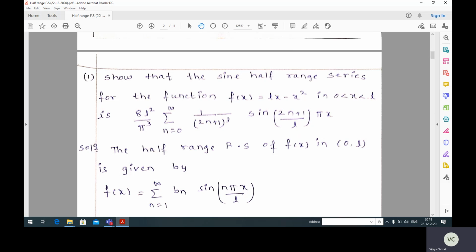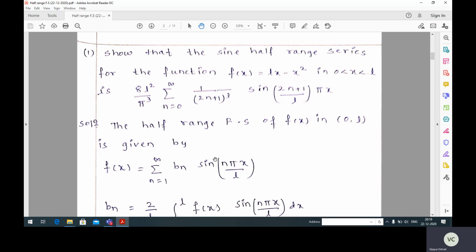Means we have a function f of x as Lx minus x square, and the interval is 0 to L because x lies between 0 to L. We need to show the sine half range Fourier series for this function is 8L square divided by pi cube summation n is equal to 0 to infinity 1 upon 2n plus 1 raised to 3 sine 2n plus 1 divided by L into pi x, right? So first you write down the formula. x lies between 0 to L, means it is an arbitrary interval.